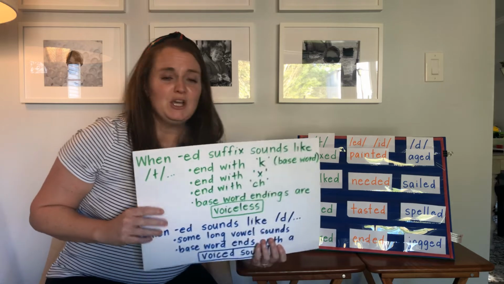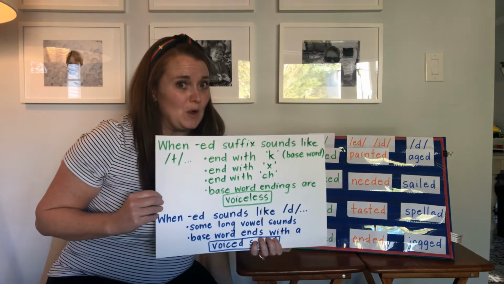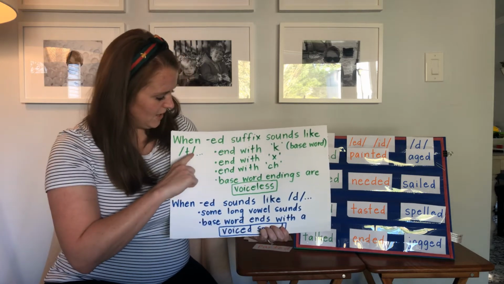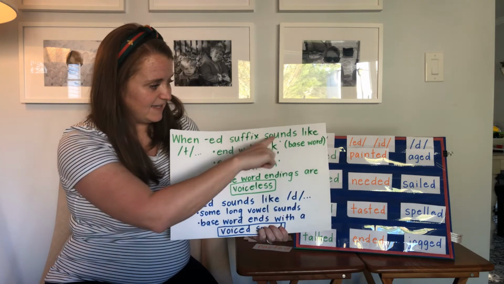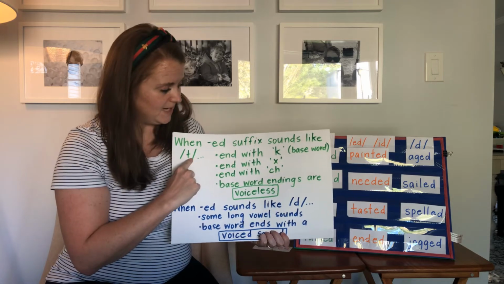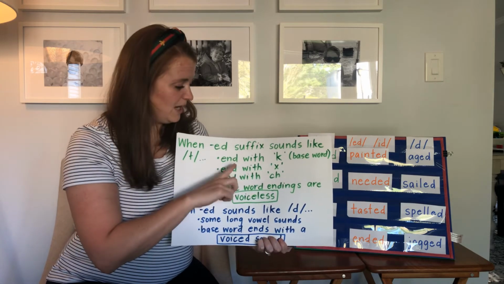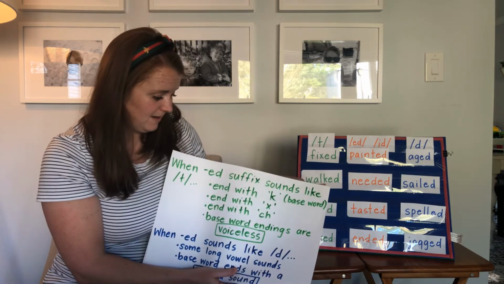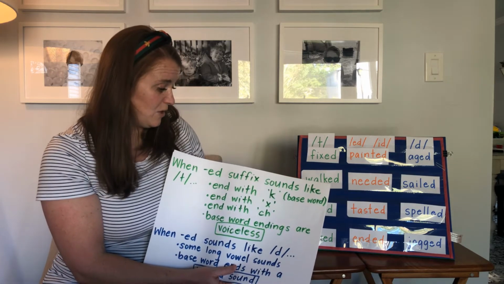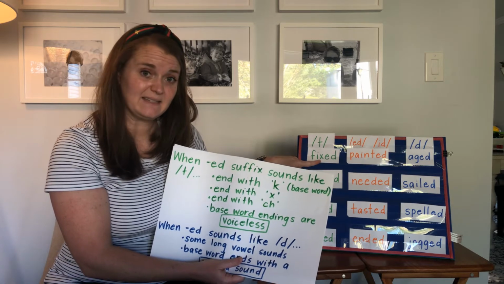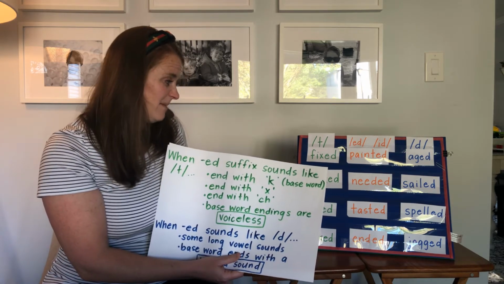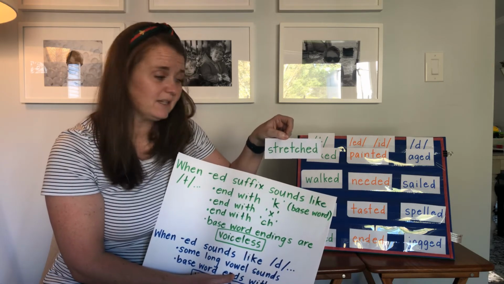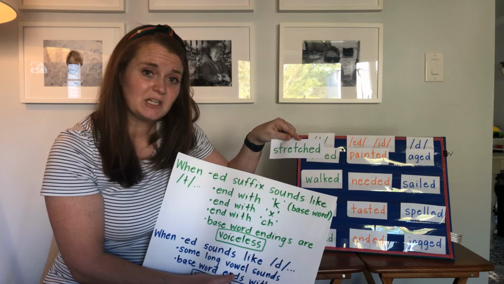Okay, so while you were jotting, I took some time to do my own kind of jotting. And this is what I noticed. We already talked about when the ed suffix sounds like t. I mentioned that I noticed the base word ends with a K. I could also say that I noticed that it ended with an X. And there were some examples not up here, but one other one I noticed in the word stretched, there was a CH before the ED.